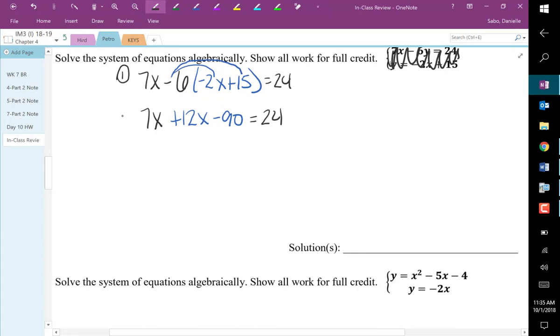So again, now our second step is just solving for x. Okay, so plug it in, then solve for x. Now I'm going to combine these guys in blue. What is 7x plus 12x? 19x. Bring down the -90. Bring down the 24. So in black, everything remained the same.